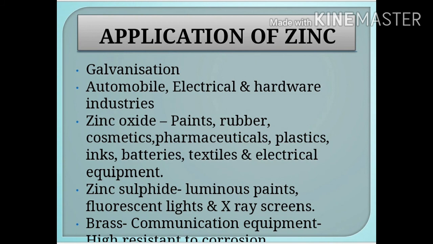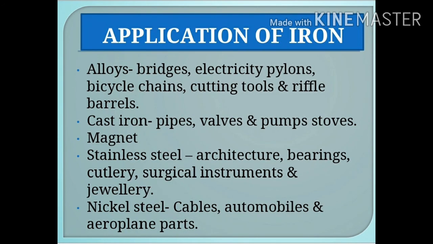Application of zinc: it is mainly used in galvanization, as well as in paints, rubbers, cosmetics, pharmaceuticals, and plastics, and it is highly resistant to corrosion. Application of iron alloys: they can be used in bridges, electricity pylons, and bicycle chains. And then stainless steel is used for architecture, bearings, cutlery, surgical instruments, and jewelry also.